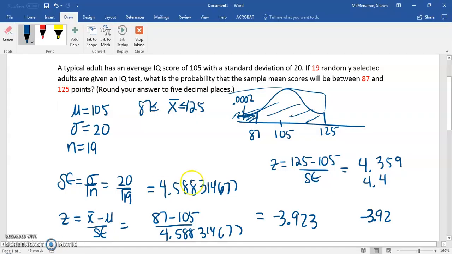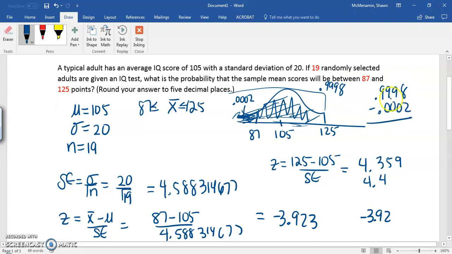So the area to the left of 125 is 0.9998, and the area to the left of 87 is 0.0002. If you take the area to the left of 125 and subtract the area to the left of 87, you're left with the area in between. So 0.9998 minus 0.0002 gives you your answer, which is 0.9996. So that's good enough for the exam.